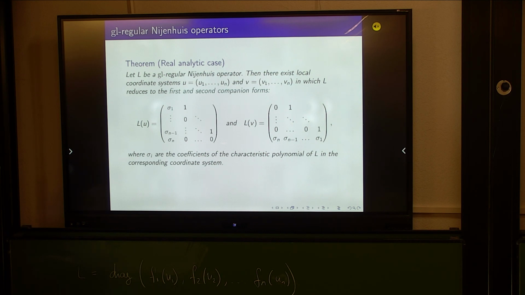What is important here, and if anybody could give me advice I would be very grateful: this is the real analytic case, and we still have no idea whether the same result holds true for smooth Nijenhuis operators. To prove these results we used the Cauchy-Kovalevskaya theorem, and how to deal with the C-infinity case is still a problem for us.